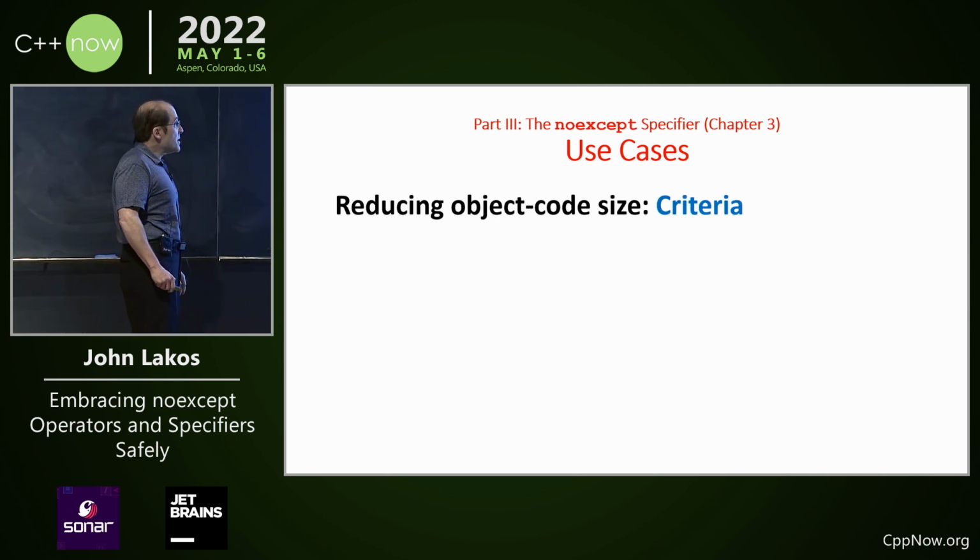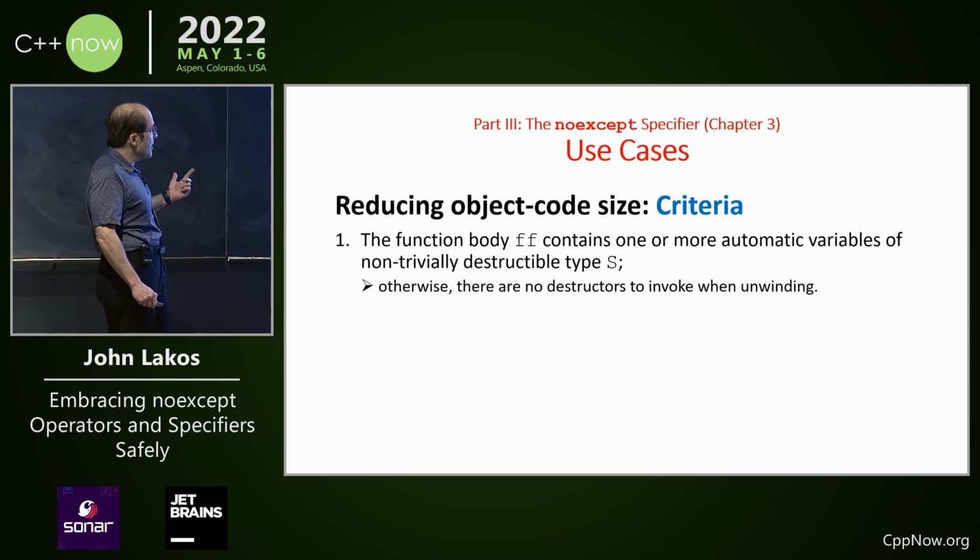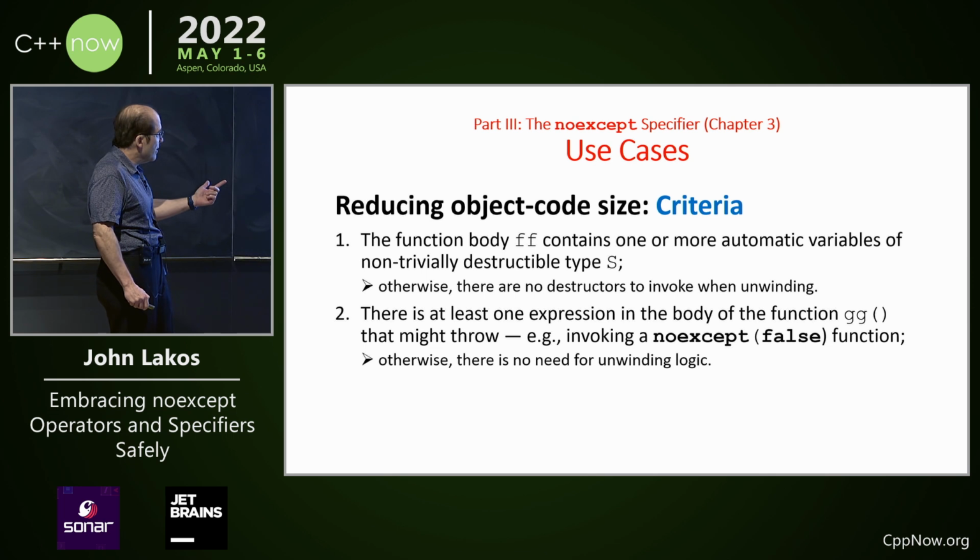All right, so reducing object code size criteria. What has to happen? The function body FF contains one or more automatic variables of non-trivial destructor type S. Otherwise, there's no destructor to invoke when unwinding. There is at least one expression in the body of GG that might throw, invoking a noexcept(false) function. Otherwise, there's no need to unwind the logic. So these are the criteria.